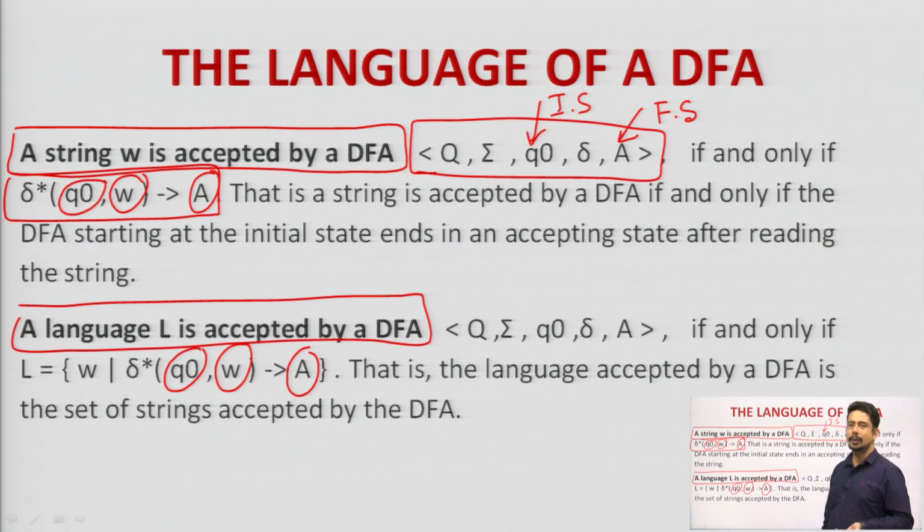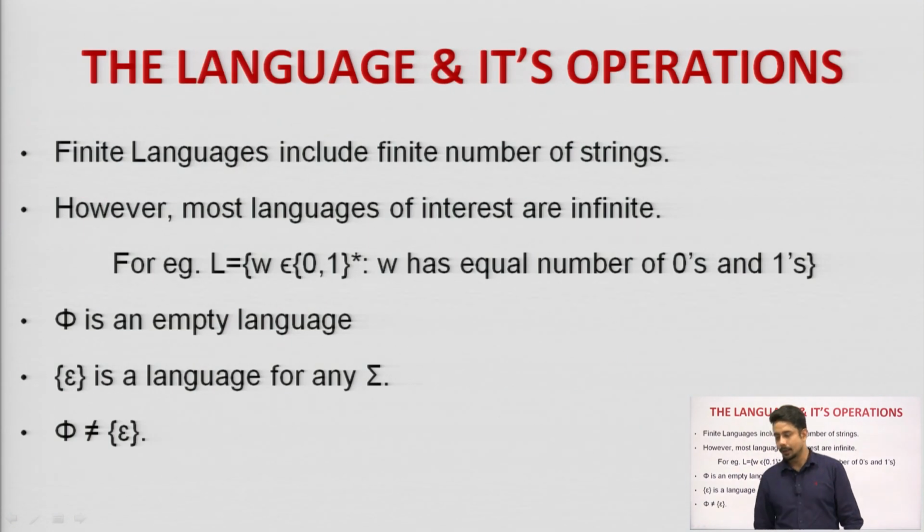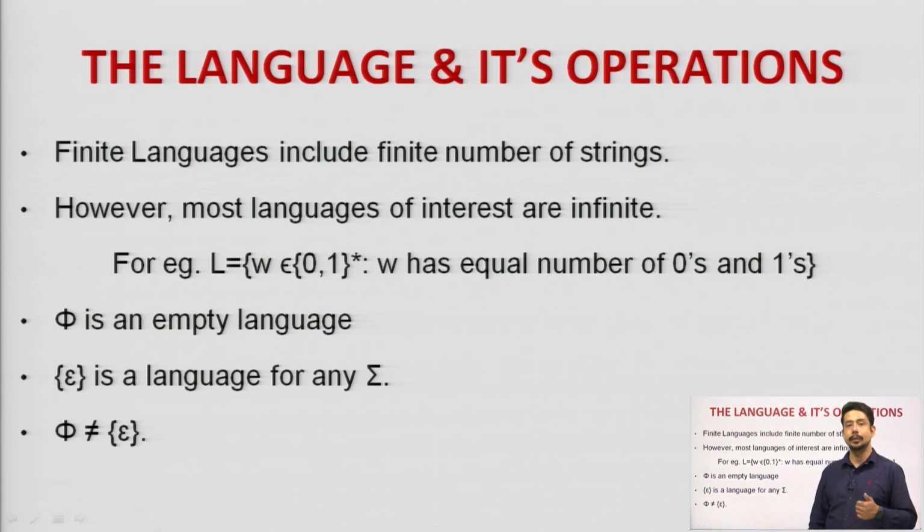So, it has already been defined that it is accepted when it reaches the final state. This is the final conclusion: in terms of language, this one, in terms of string, this one, that is it. Okay. Now, let us go with the next concept, the language and its operations.